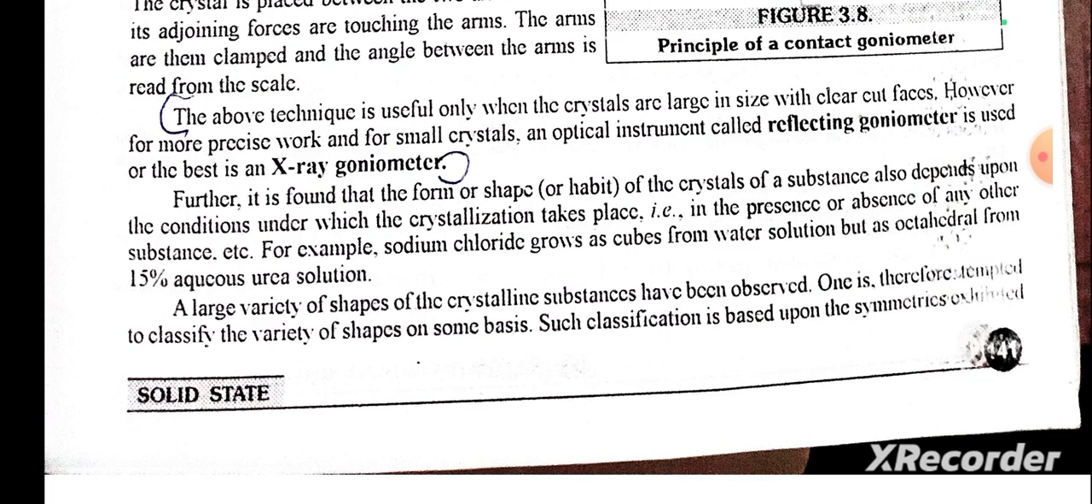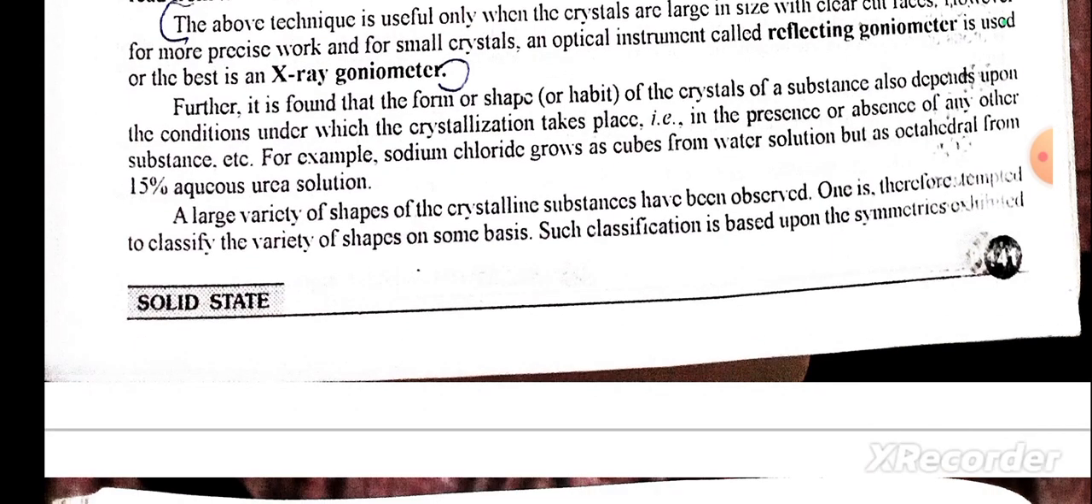However, for more precise work and for small crystals, an optical instrument called a reflecting goniometer is used, or the best is the X-ray goniometer. Further, it is found that the form and the shape of the crystal of a substance rather depend upon the conditions under which crystallization takes place, in the absence or presence of any other substance, etc. For example, sodium chloride grows as a cube from water solution but as an octahedron from 15% urea solution.